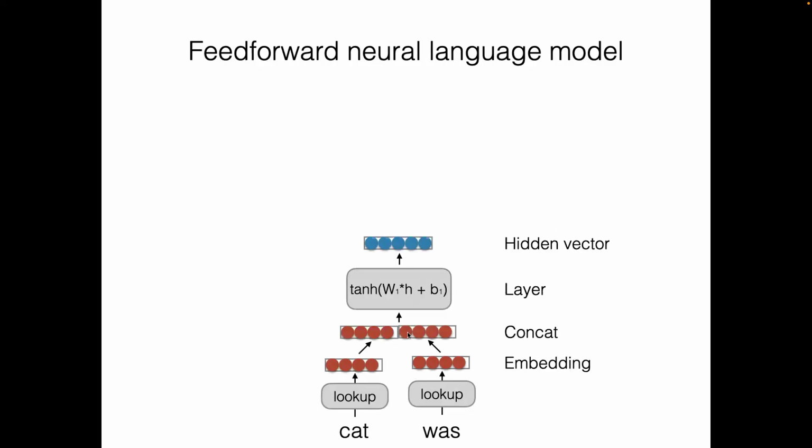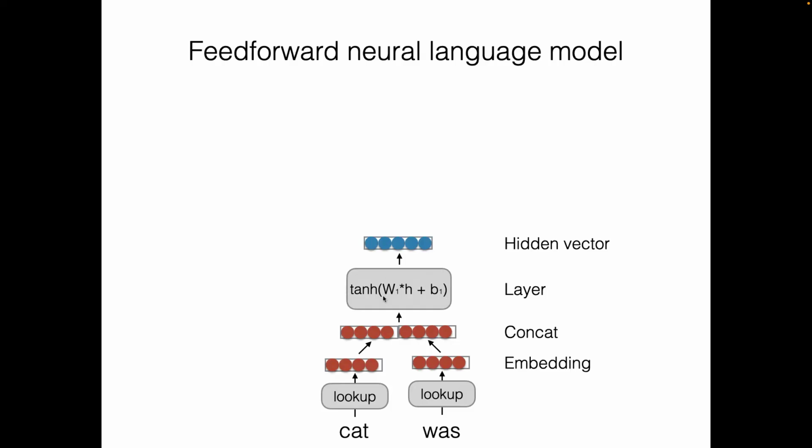Now, instead of using the bag of words, remember the bag of words just added these token vectors together. Now we're just going to concatenate them. So now you have basically n different, or n-1 different, token embeddings just concatenated together. And then here we're just going to use the same layers that I introduced in the previous class.